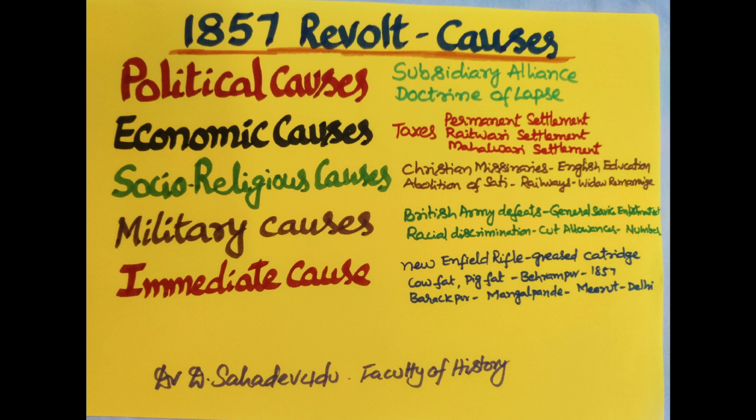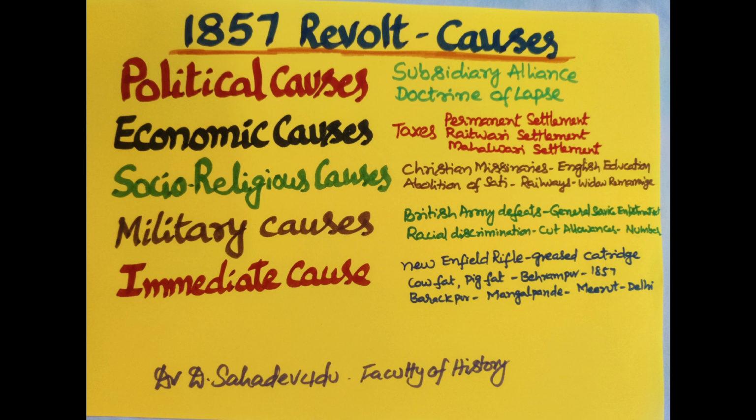Military causes. The Indian sepoys were treated with contempt by the British. At each and every stage they were looked down upon. Their pay and salary were far less than their British counterparts. There was no promotion for Indian sepoys, and all the allowances relating to the services were cut. The Indian sepoys refused to cross the sea on religious grounds during the Second Burma War and the Crimean War.